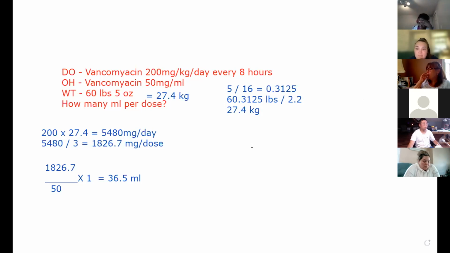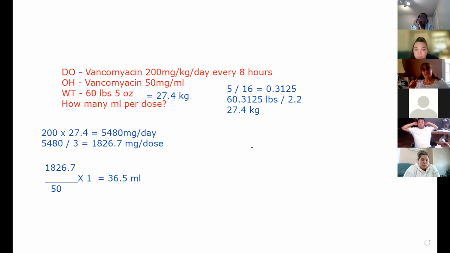No worries. Did anyone else struggle with any piece of it? Go ahead, Morel. How come some people have 36.5 and some get 36.6? Because I was told that you don't round until the end of the problem. So that was always how I was taught too. But you need to round when you do your kilograms as a separate entity.